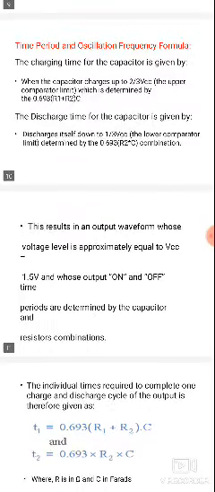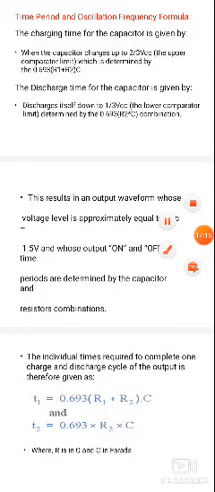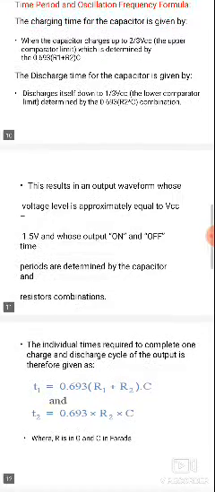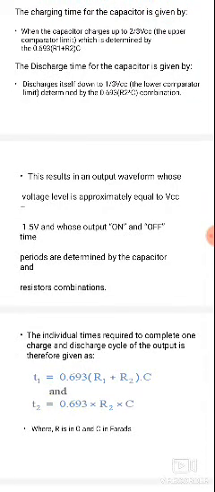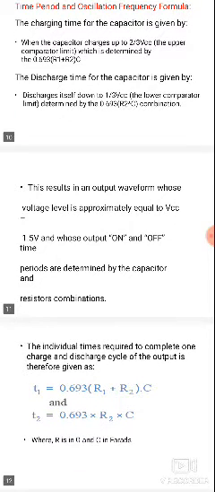Next, time period and oscillation frequency. The charging time of the capacitor is given for when the capacitor charges up to 2/3 VCC, which is the upper comparator limit. Here we are using two comparators: one is called the upper comparator and the other is the lower comparator. A comparator is one type of op amp. Op amps are applied as comparator, integrator, differentiator, summer, subtractor. So here we use the comparator type of op amp to generate the astable multivibrator.